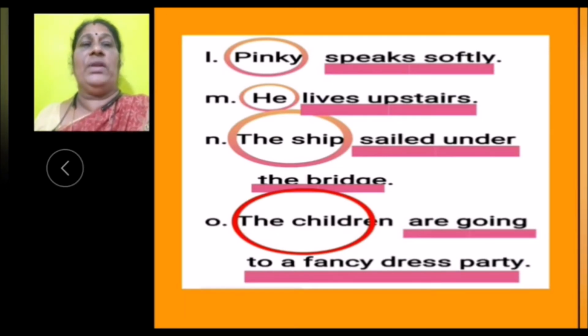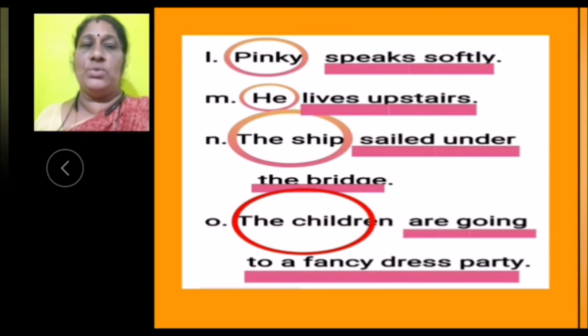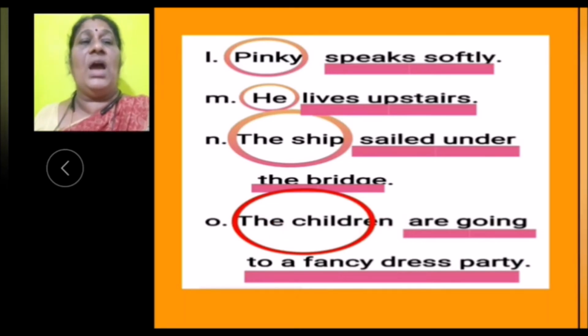The children are going to a fancy dress party. Who are going to a fancy dress party? The children are going to a fancy dress party. So the children is the subject here. Are going to the fancy dress party is the predicate.